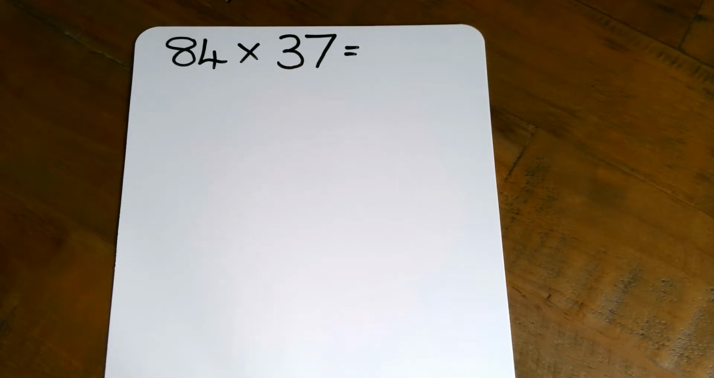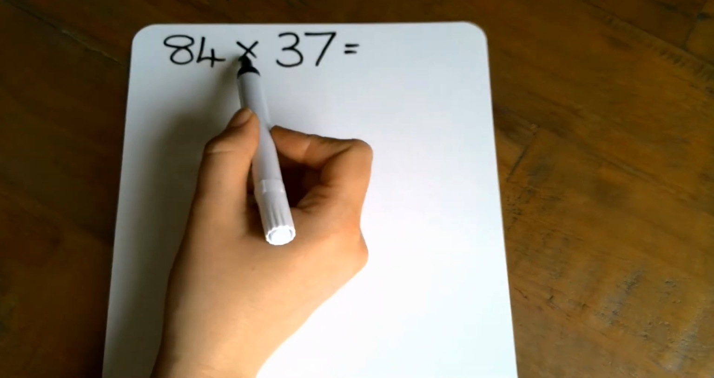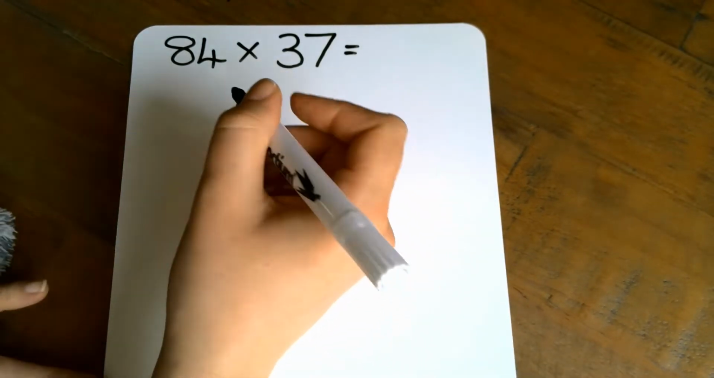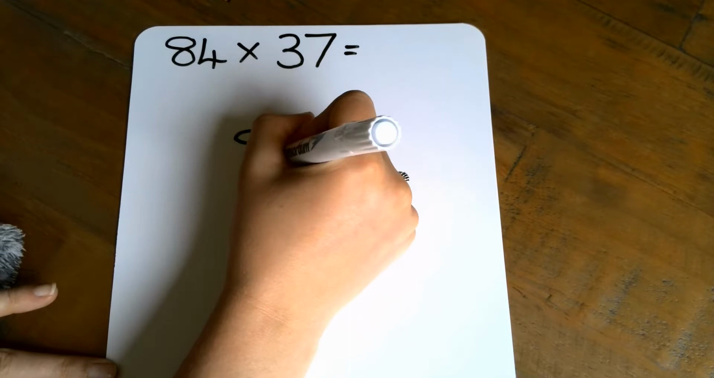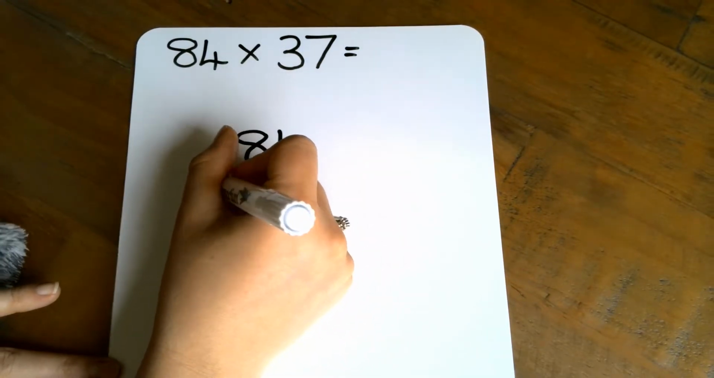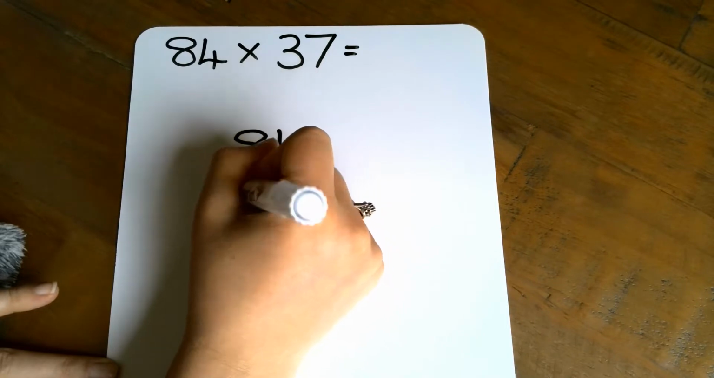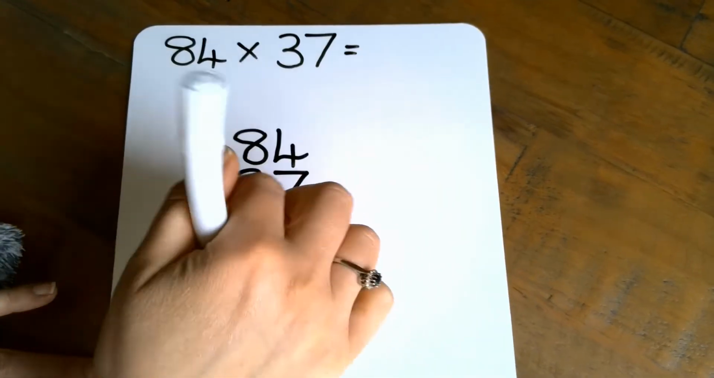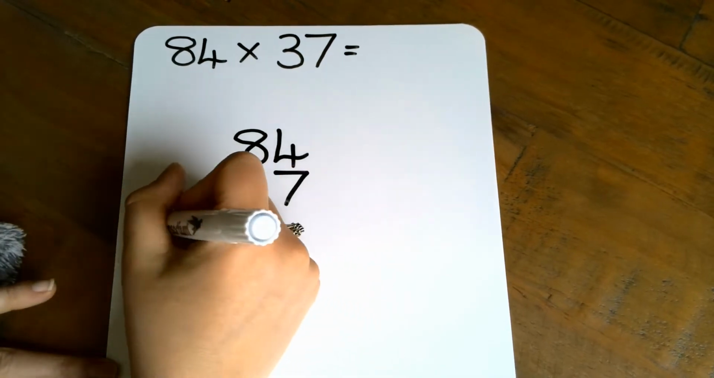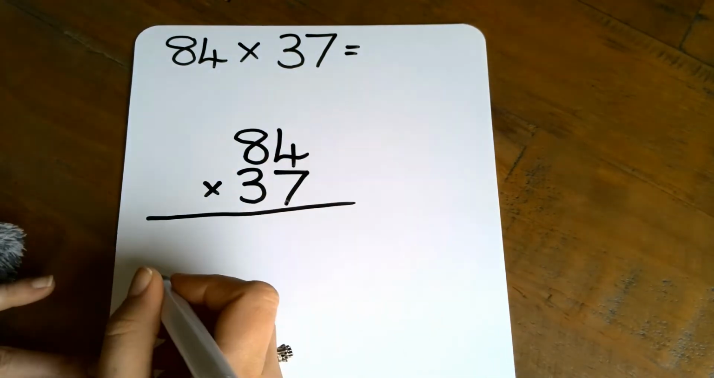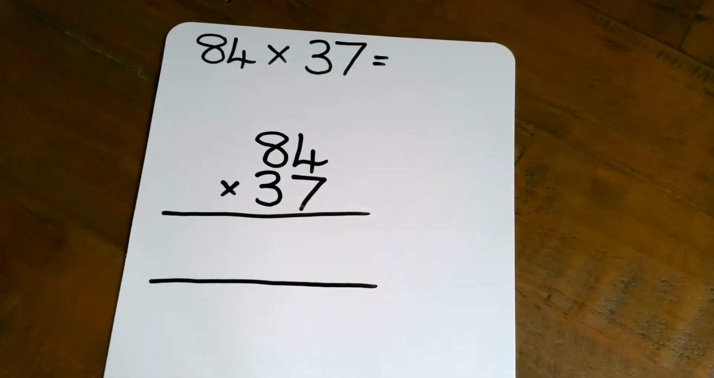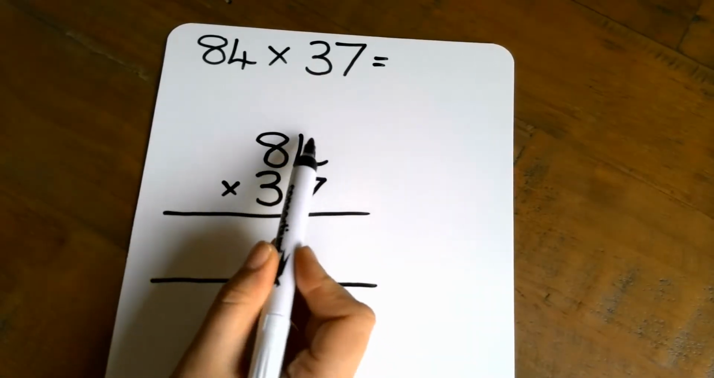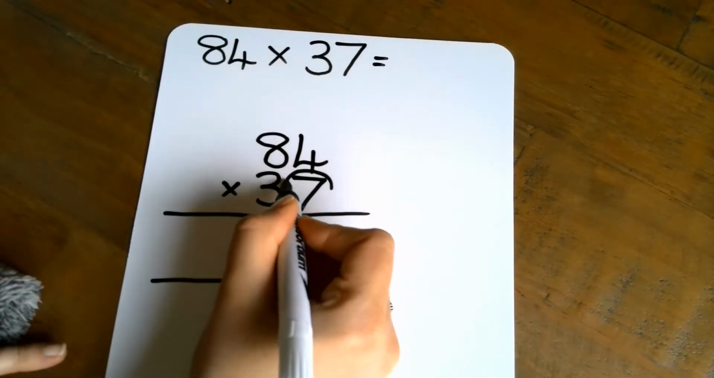To solve this calculation, I know that I need to use long multiplication because I'm multiplying a 2-digit number by another 2-digit number. So first, I need to lay out my method. I'm being careful to make sure that my columns are in line. First, I'm going to multiply 84 by 7.